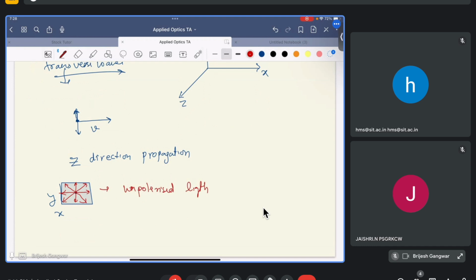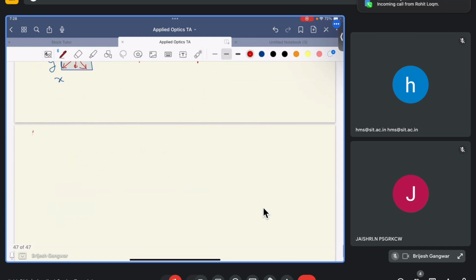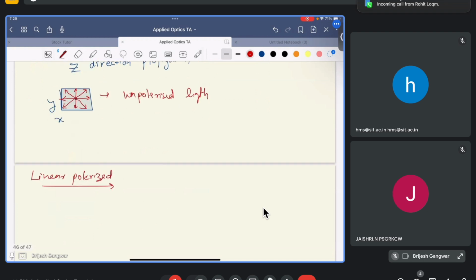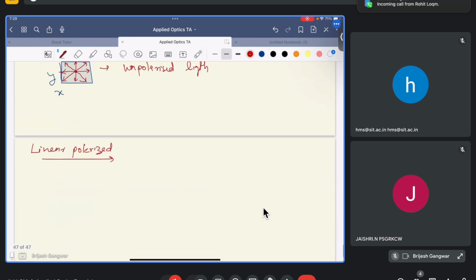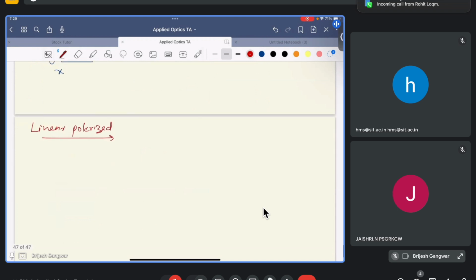Okay, so what is linearly polarized light? In polarized light we restrict the vibration to a particular direction. Okay, so what is linearly polarized light?